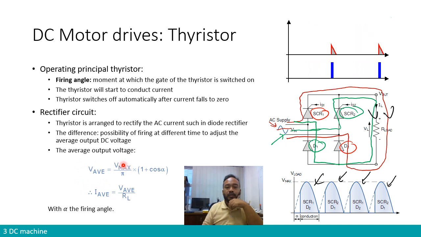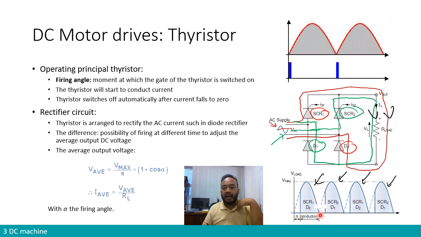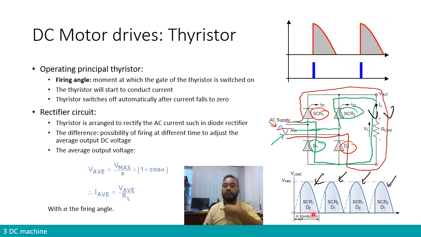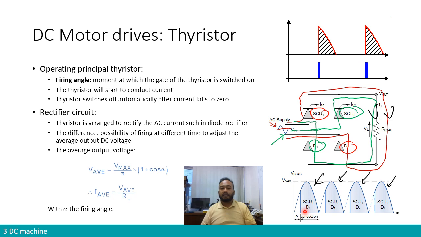Okay, so how do we calculate that average voltage in the output at the load? V average is equal to V max, the peak voltage over here, divided by pi, multiplied by 1 plus cosine alpha. So what is alpha? Alpha, as we mentioned just now, is the firing angle. So this half sine wave is basically pi, or 180 degrees. So alpha is basically a portion of that angle. We call it the firing angle.